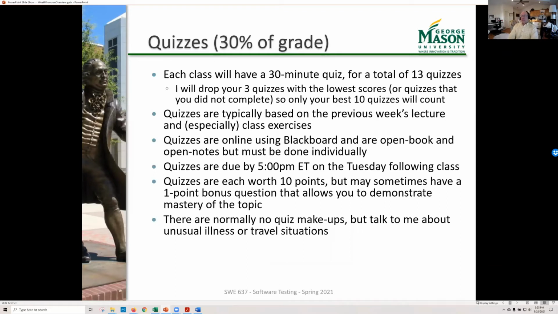Quizzes are 10 points. Occasionally I'll have a 1-point bonus question on the quiz, if I'd like to see if people can stretch that a little further and show a deeper understanding of what's going on. That's simply bonus. So if you end up with 105 out of 100 for the total quiz score, that's fine. Those 5 extra points will get figured right into your grade.